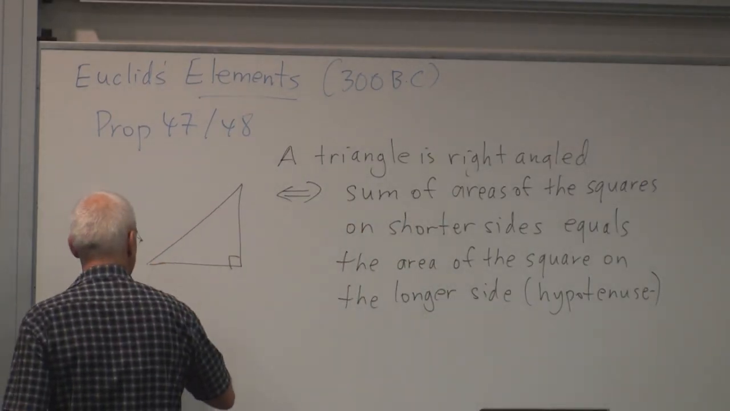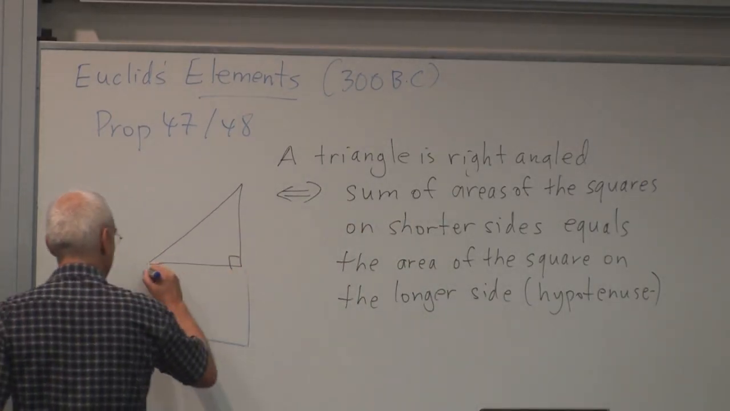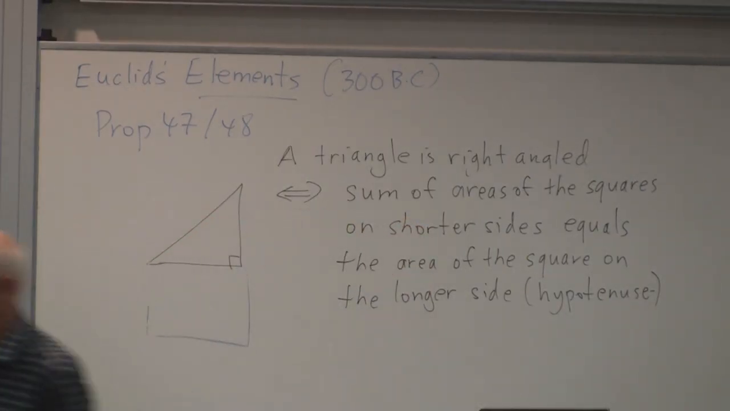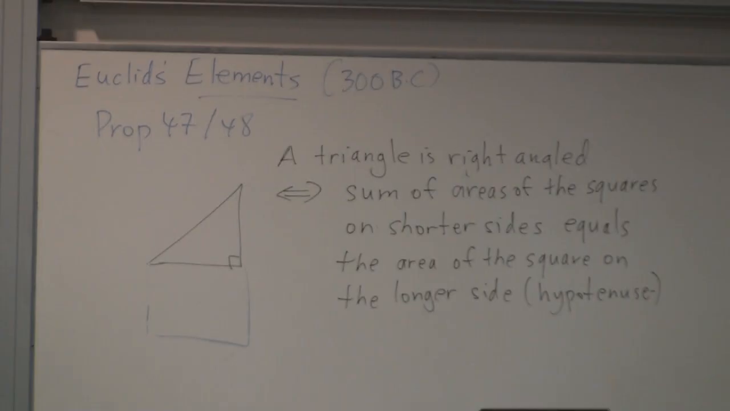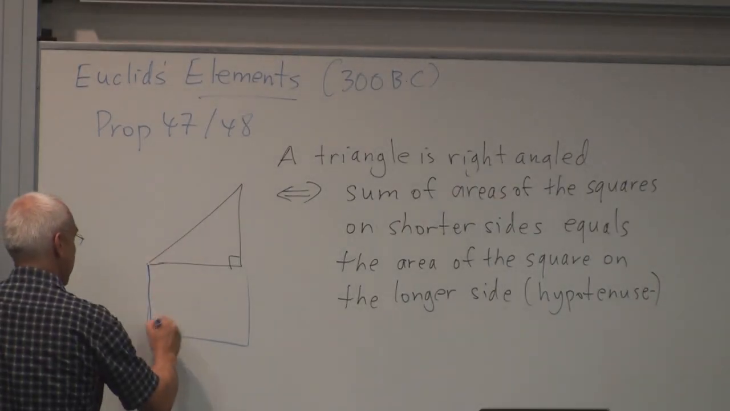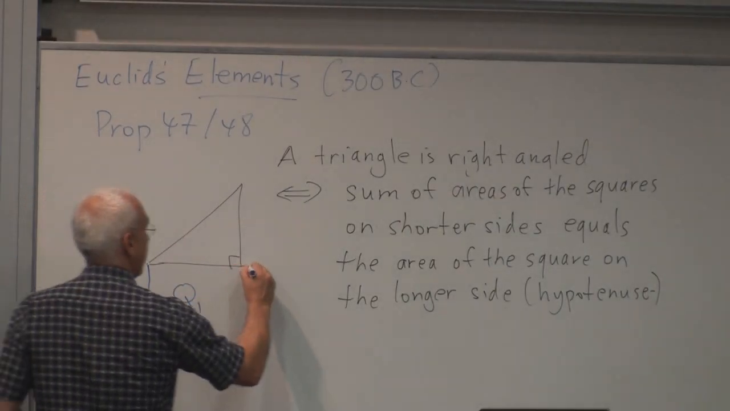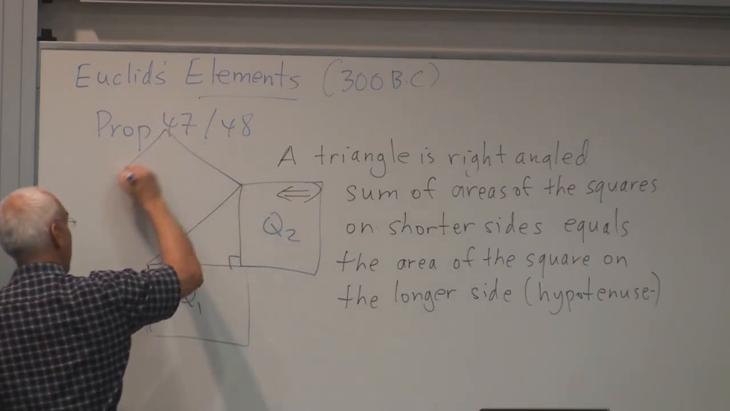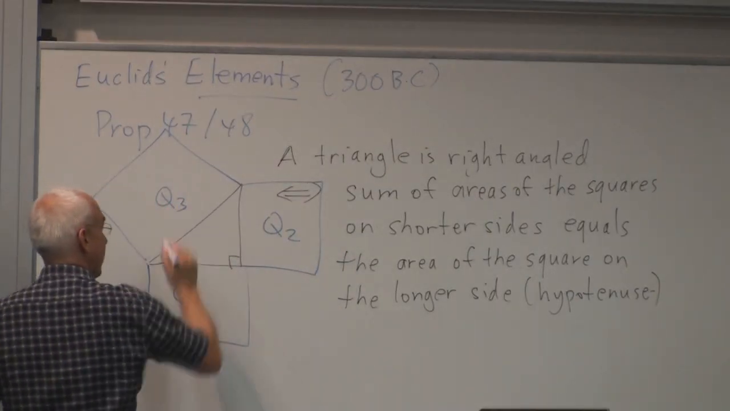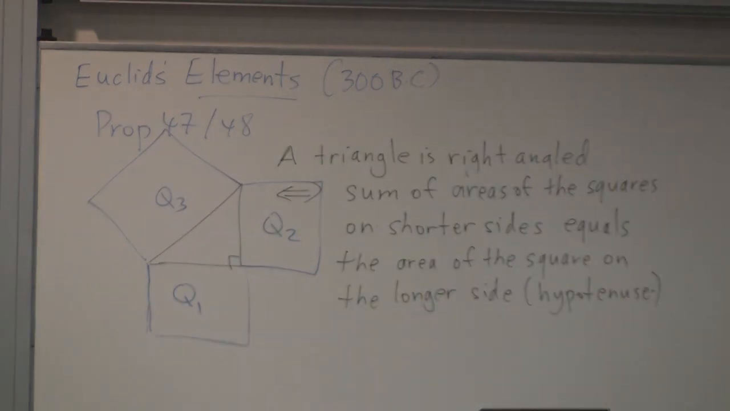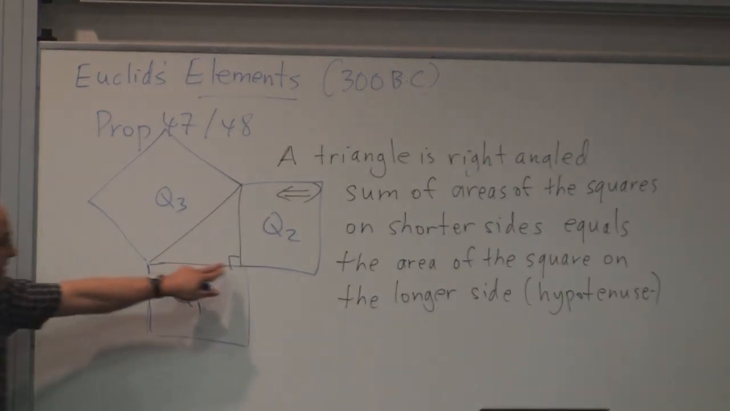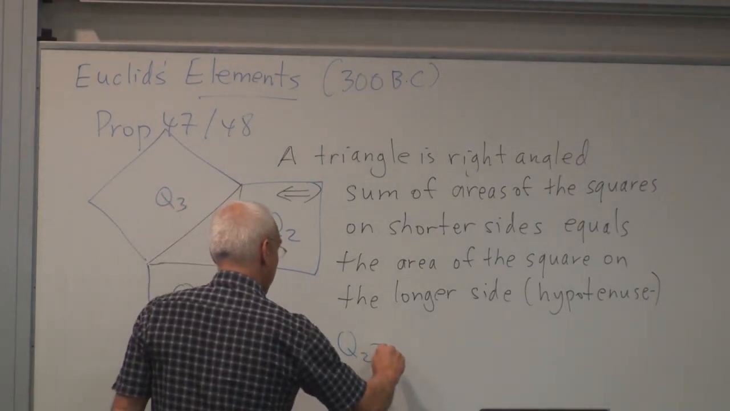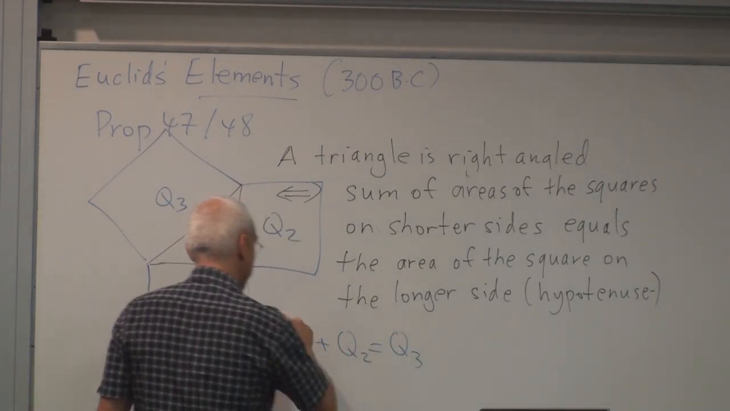So the picture is this. This area, let's call it Q1. This area Q2. This area Q3. Then we have a right angle precisely when Q1 plus Q2 equals Q3.